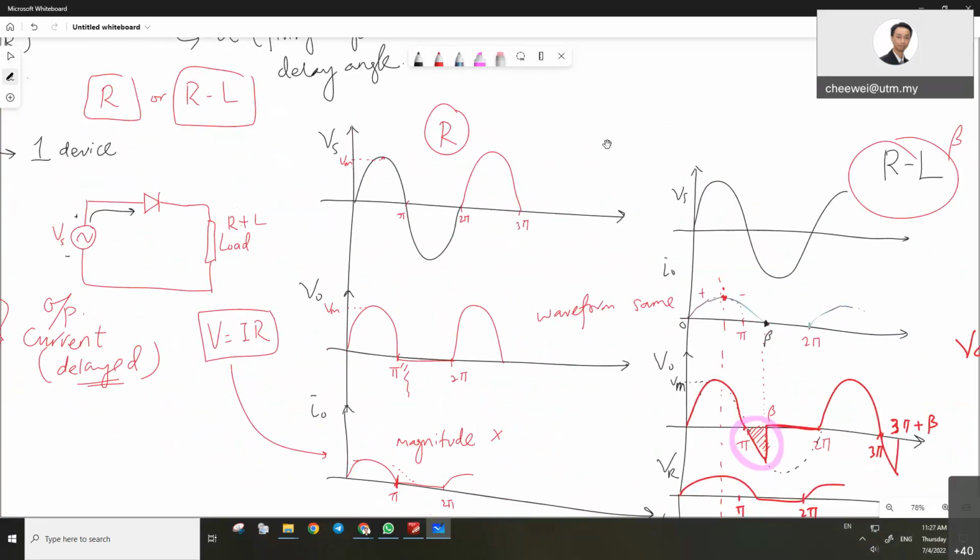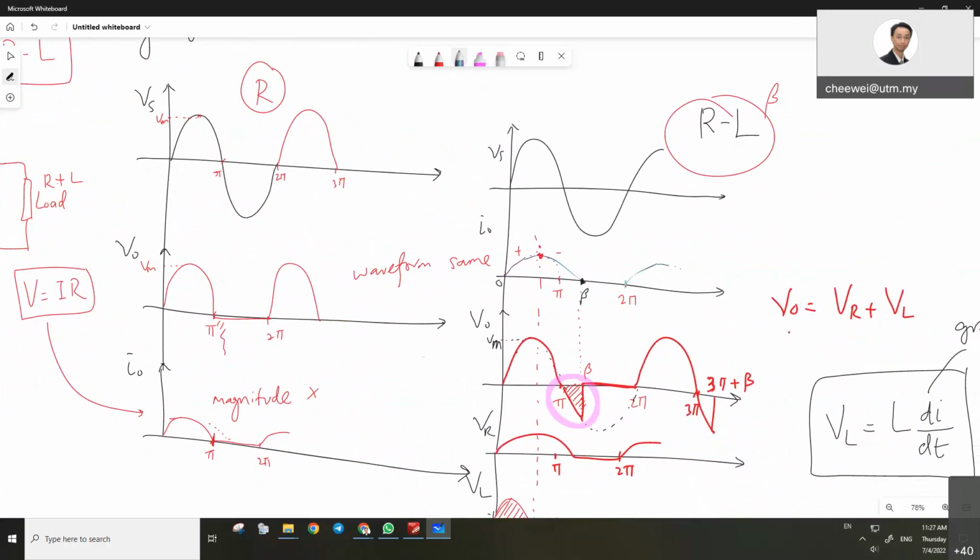Okay, now for both cases, the R load as well as the RL load, they are still behaving the same. But what makes it different is the point of starting, alpha. Alpha is the firing angle, and it tells the waveform to start. If alpha is 0, it will behave exactly as what we have drawn here. But if alpha is not 0, it's some angle, for example 30 degrees, right? So it will start at 30 degrees. So the line will be starting from 30 degrees.